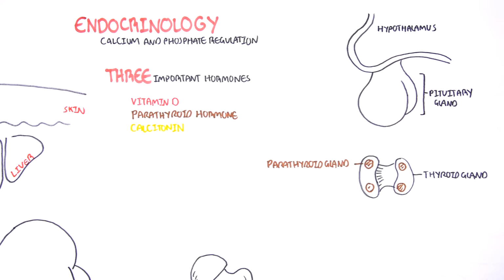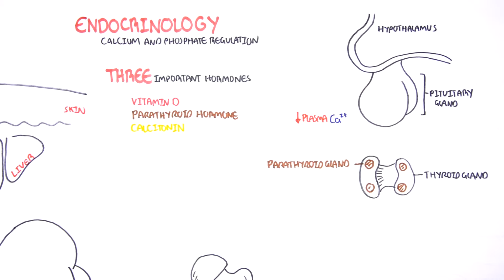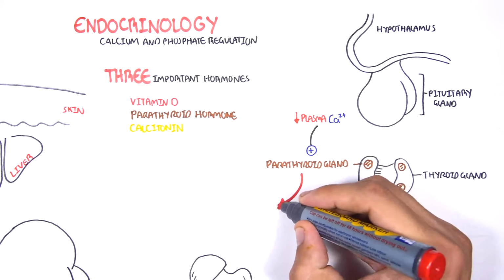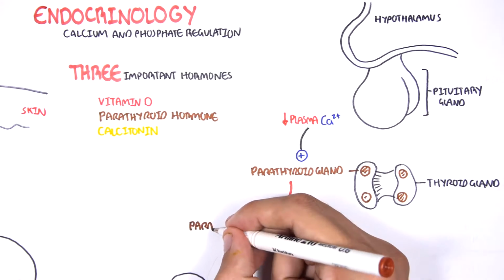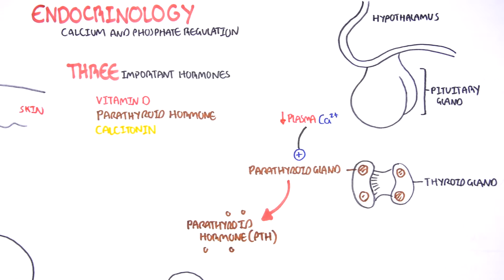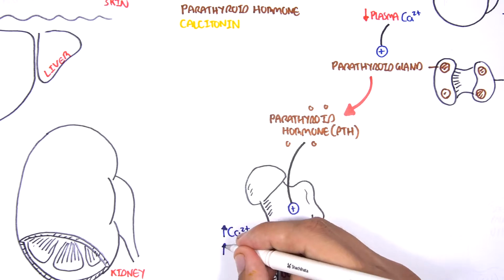So now let's look at the first hormone, which is parathyroid hormone. So parathyroid hormone is released when we have a decrease in plasma calcium levels. So a decrease in plasma calcium levels will stimulate the parathyroid gland to release a hormone called parathyroid hormone. Parathyroid hormone targets a few things. Firstly, it targets the bone. It stimulates the bone to break down its minerals so that calcium and phosphate can enter the plasma. Therefore, it increases calcium and phosphate levels in the plasma.